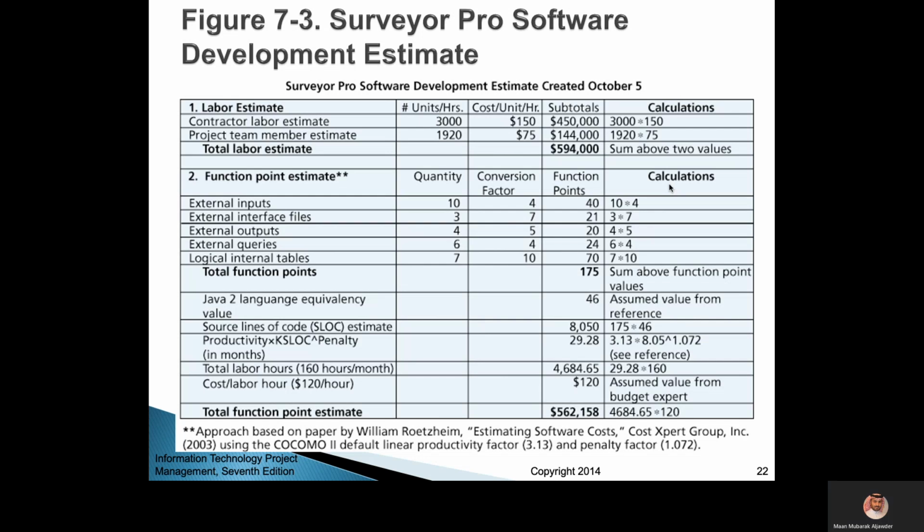Here we show how we came up with these subtotals. It's simple. For the contractor labor, for example, you multiply the hours, 3,000 times 150 per hour. This will give you 450,000, and it's shown there. Sometimes you use other parameters or other calculations. For example, here we use quantity and conversion factor. You multiply the conversion factor with the quantity, and then you get the points.